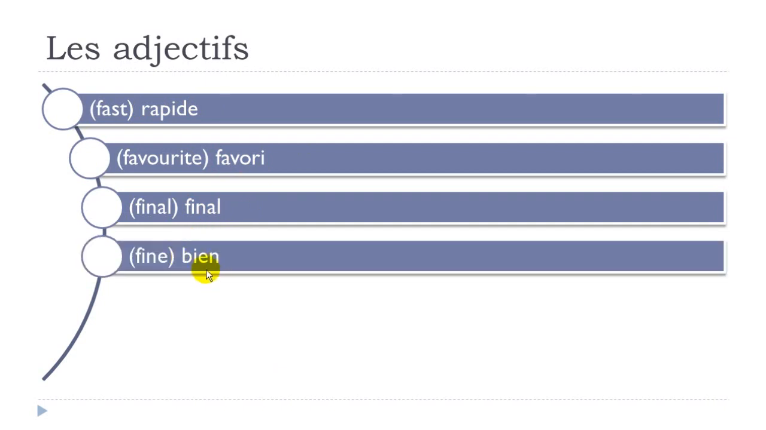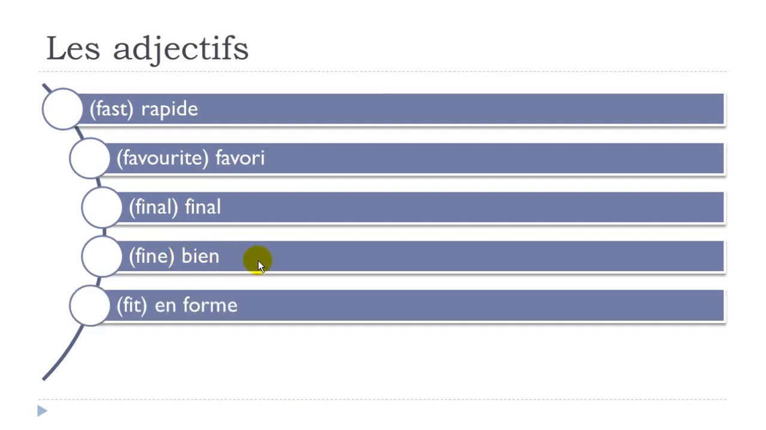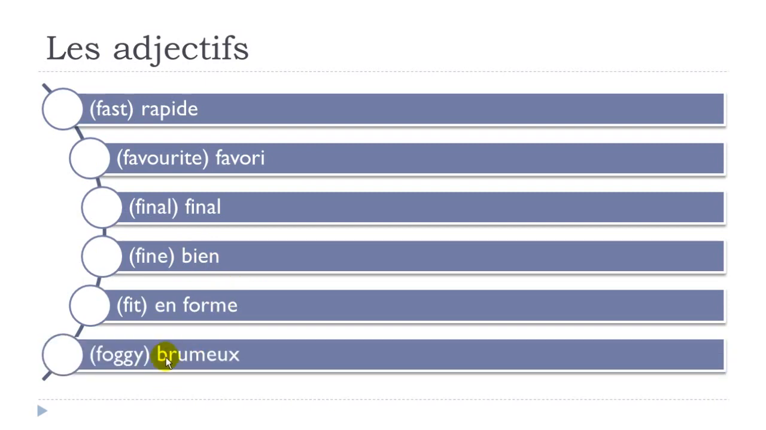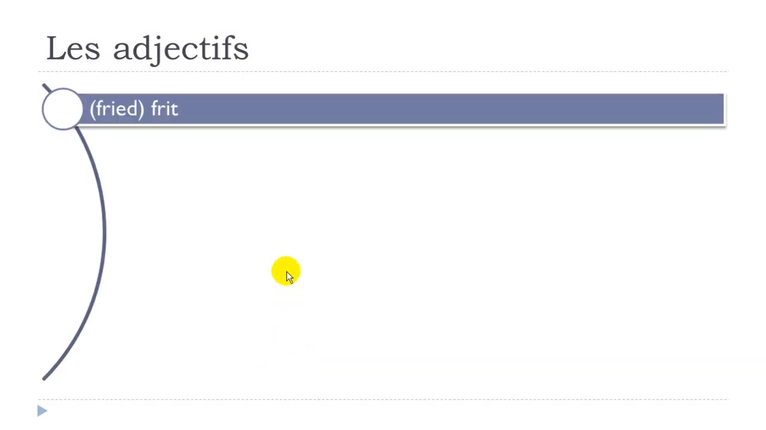Bien. Okay, so remember, when you get this combination of I-E-N, you get the sound yen, yen, okay, and then B. Bien. En forme. Brumeux. Okay, final X not pronounced, so you get this E and then U. Brumeux. Free. Final T not pronounced. Free.